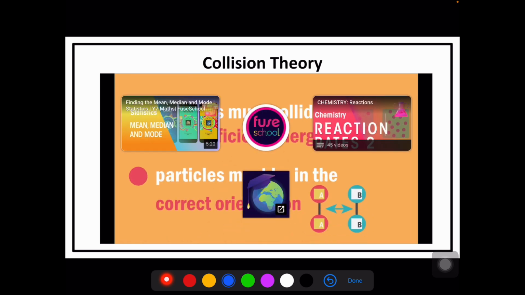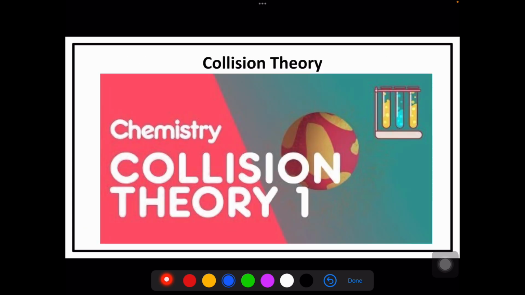Alright, as mentioned in this video, in order for an effective collision to happen, there must be correct orientation, and there must be what we term as activation energy. I just want to correct what the video mentioned just now about this term called fruitful collision. We don't call it fruitful collision, we use the term effective collision. This is the fixed term that we have to standardize to use.